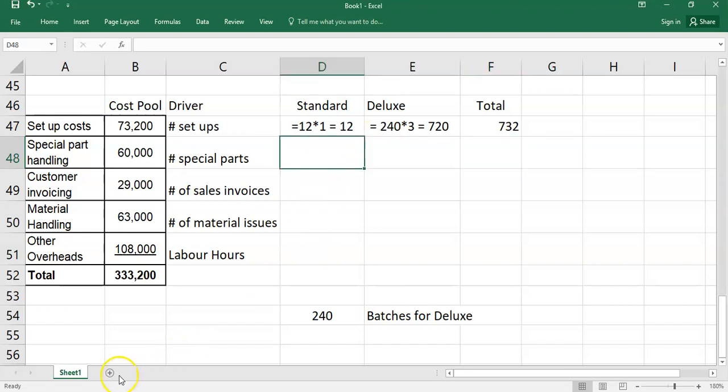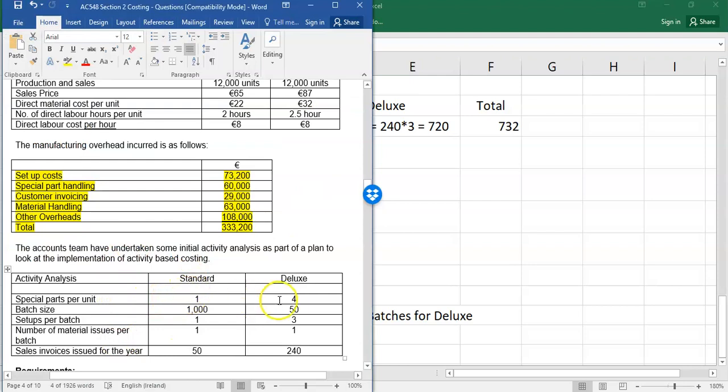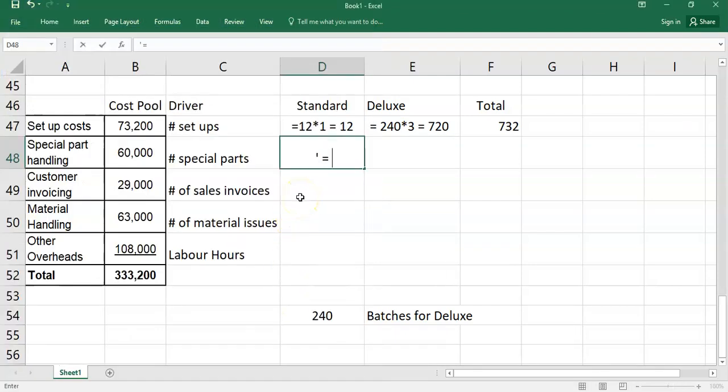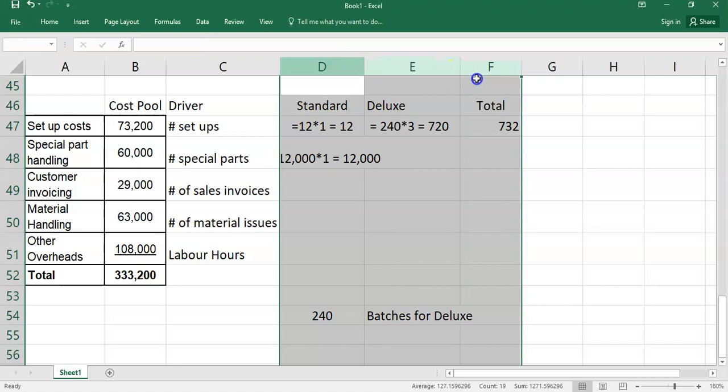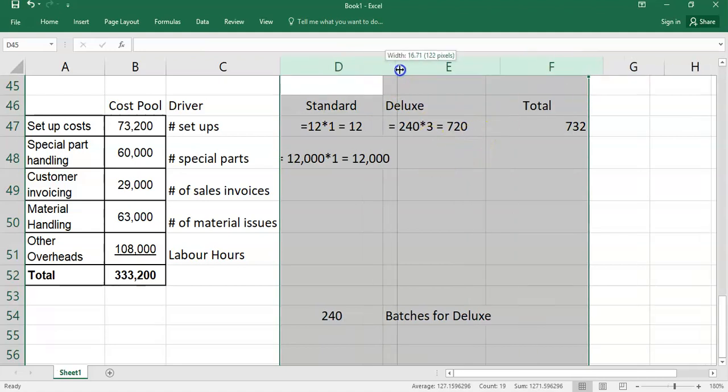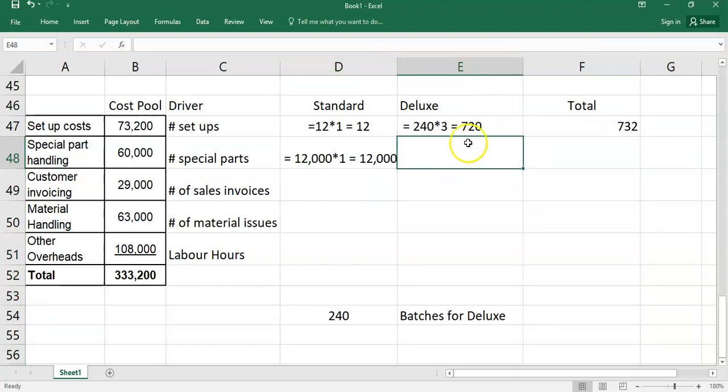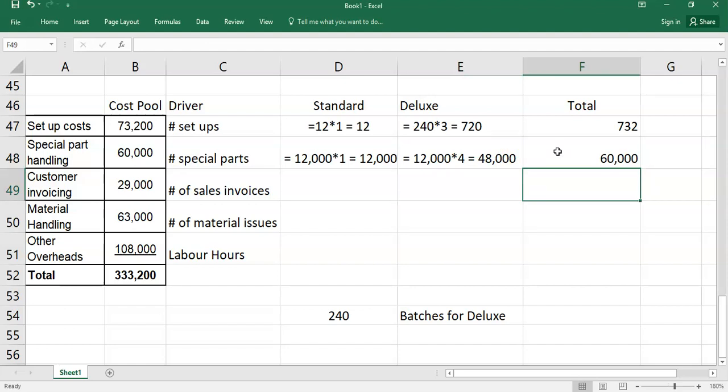For special parts then, if we go back, 1 special part per unit for standard, 4 special parts for deluxe. So here it's 12,000 units times 1, which is 12,000. And then for deluxe, it's going to be 12,000 units times 4, which is 48,000. So 60,000 special parts overall. So it's just to work through so you know exactly where the figures are coming from. And this is a step on from our earlier question where we give it to you directly. We're now making you do a bit more calculation and even getting you to think about how things happen in practice. So what's a batch size?